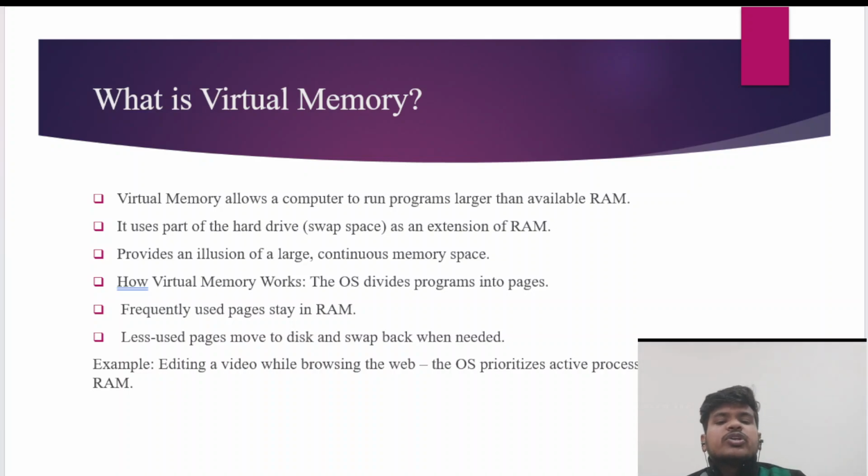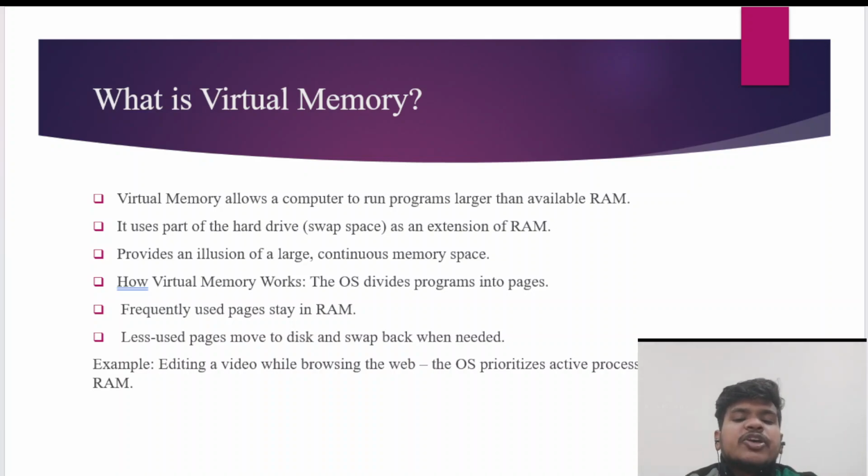So how virtual memory works is that the OS divides the programs into pages, right? We have learned about paging in the previous lecture. If you want to learn more about paging, you can refer to our previous lectures. Frequently used pages are stored in RAM. Less used pages are stored in the hard disk, which is also called swap space. When needed, pages from the disk are swapped back into the RAM.